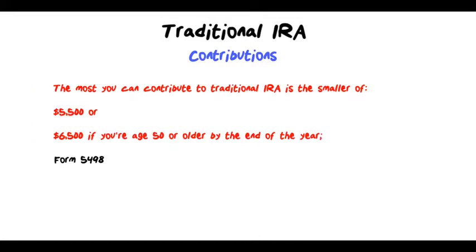So the maximum you can contribute is up to $5,500, or up to $6,500 if you are age 50 or older by the end of the year. When you make some contribution, it's the responsibility of the taxpayer to collect Form 5498 from the service provider, the retirement contribution service provider. That is definitely needed. So your accountant should definitely ask for that to prepare your taxes.